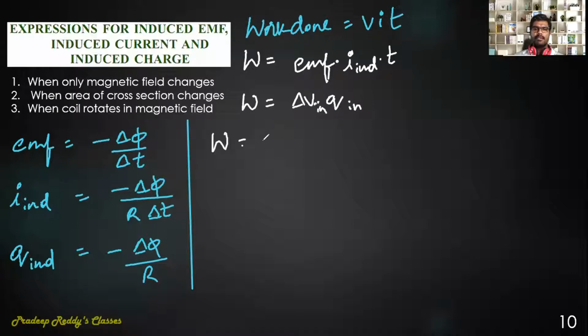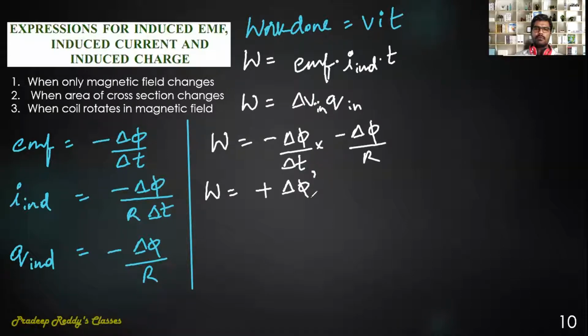So work done can be simply written as EMF induced is minus delta phi divided by delta T, and Q induced is equal to minus delta phi divided by R. Therefore, work done is equal to minus of minus will become plus, delta phi whole square divided by R into delta T. This is the equation for work done. We can calculate work done here.